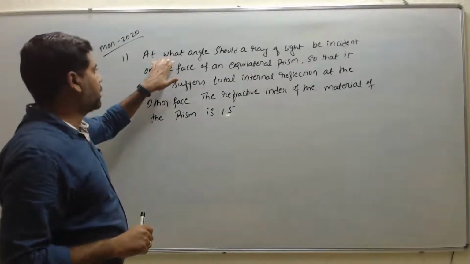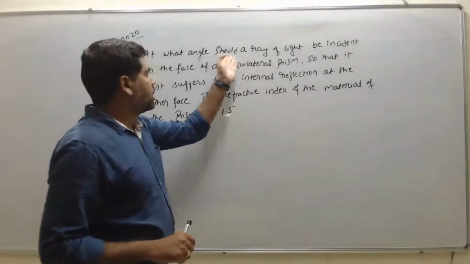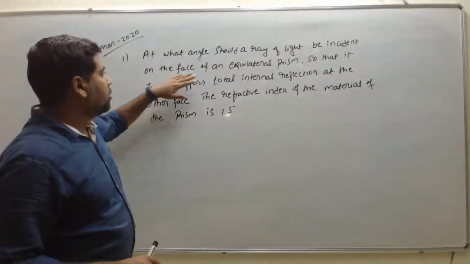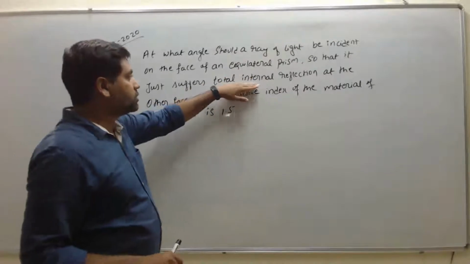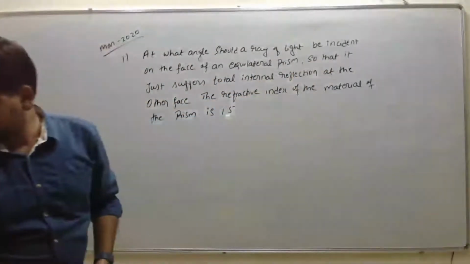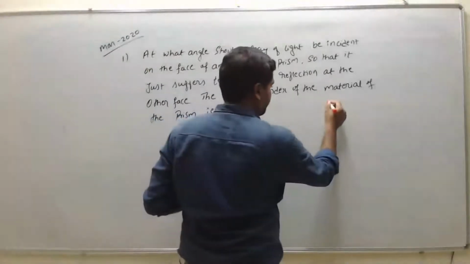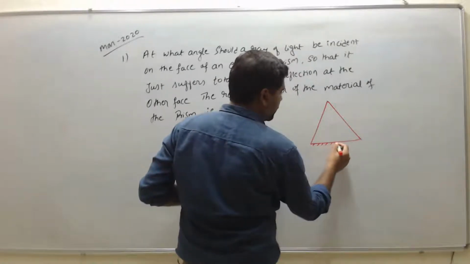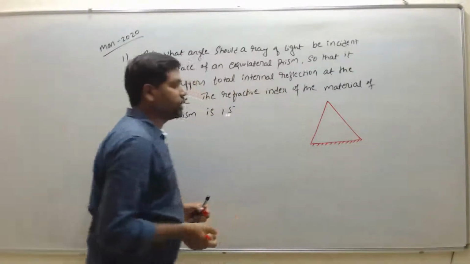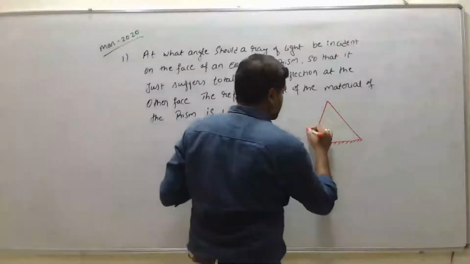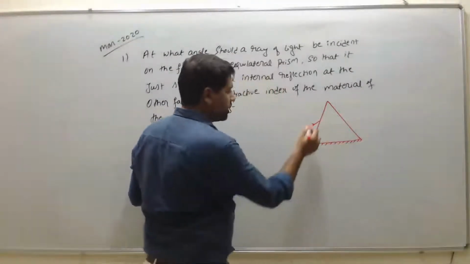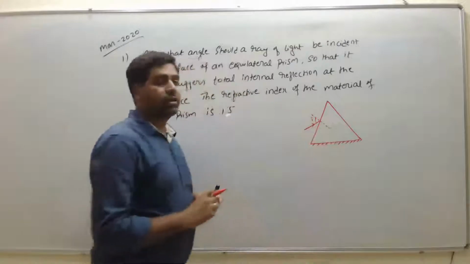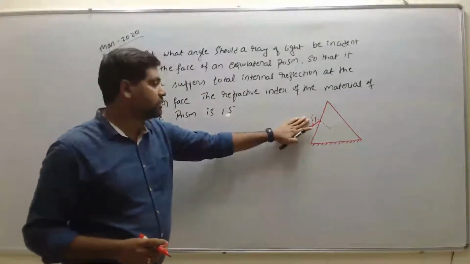So here we have to find out at what angle a ray of light should be incident, that is the incident angle, on the equilateral prism so that it suffers total internal reflection at the other face. So if we draw one prism like this, this is the prism and here is the base of the prism. The light enters at the first face. This is the incident ray. If I draw the normal, this is the angle of incidence, which we have to find.